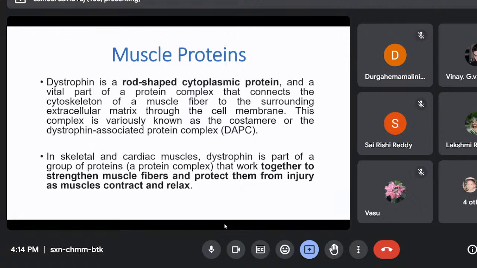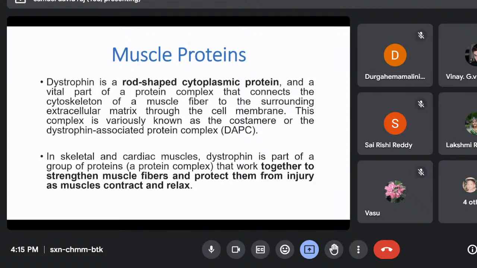So last time we discussed the structure of muscle and the structure of muscle fibers and various proteins involved in muscle contraction, like myosin, actin, tropomyosin, and troponin. In addition to this, there are some other proteins which we are going to discuss now. After these proteins are over, I'll be completing the process of muscle contraction based on the sliding filament hypothesis. So let me start with the muscle proteins first.